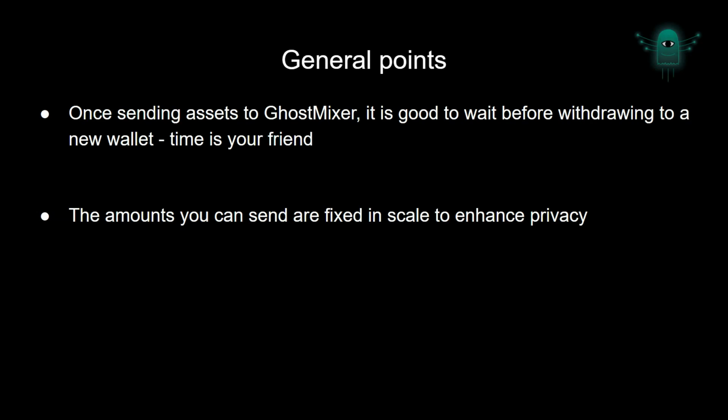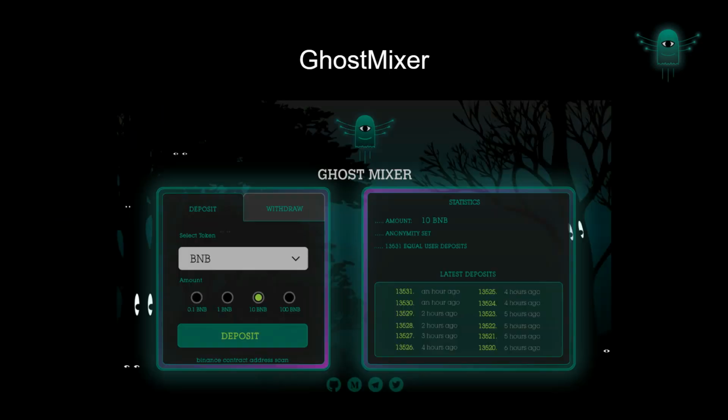But one thing you'll also notice is that the amounts that you can send are fixed on a scale, and that's also to enhance privacy. So what you see here in this screenshot is you can either send 100 BNB or 10 BNB or 1 BNB or 0.1 BNB at a time. So you have these categories instead of a free continuous number that you can put in. Like, you cannot send 1.3 BNB because that's a very identifiable number.